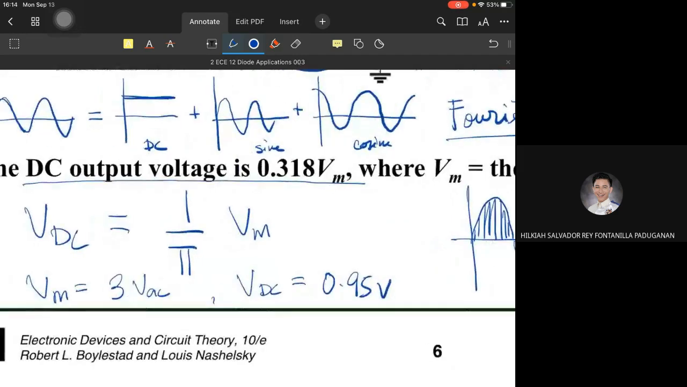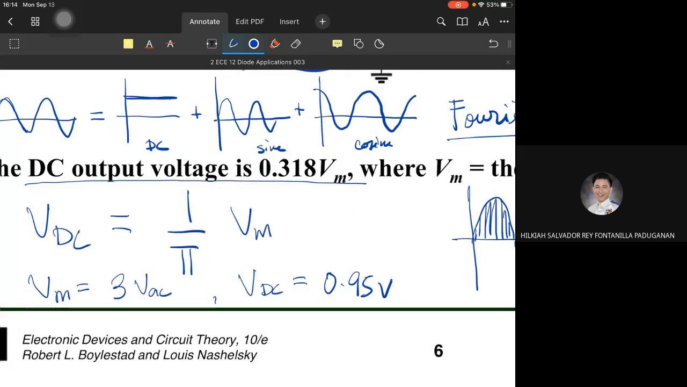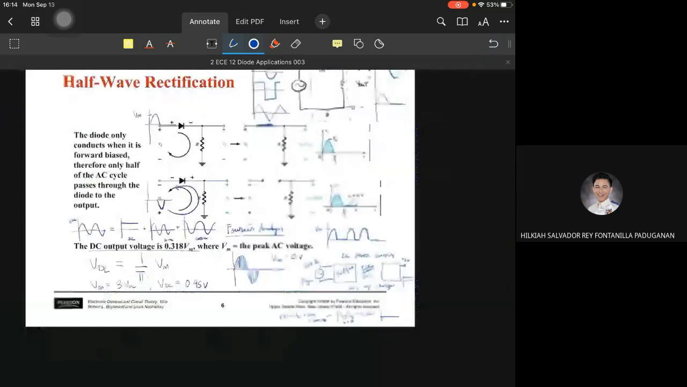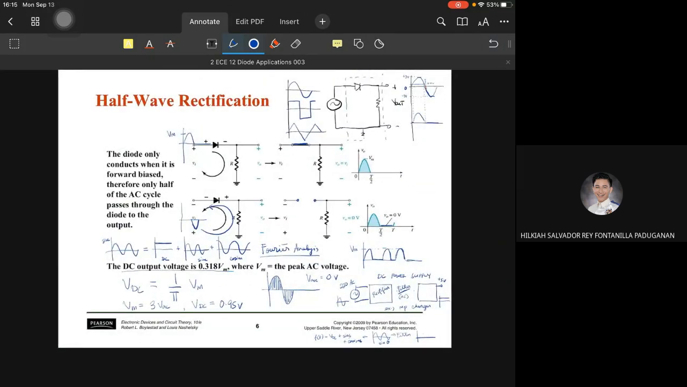So, it's smaller, but at least it is there, rather than nothing. Unlike a pure sine wave, which is not usable because its average value, the DC value, is zero. So to extract that one, we use a rectifier. So from 3 volts, for example, it decreases to 0.95 volts. Small, but at least not zero.